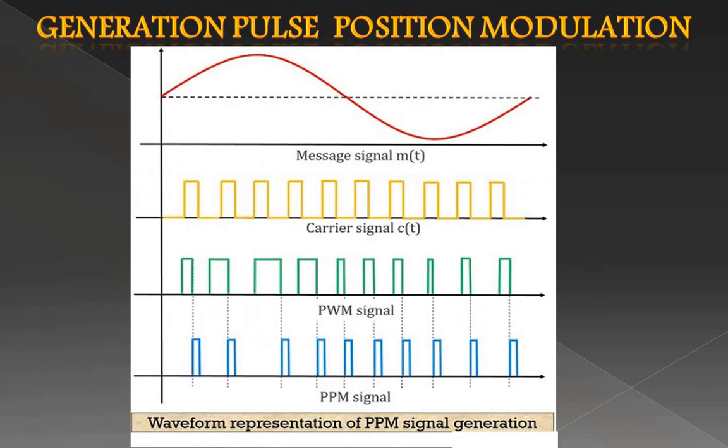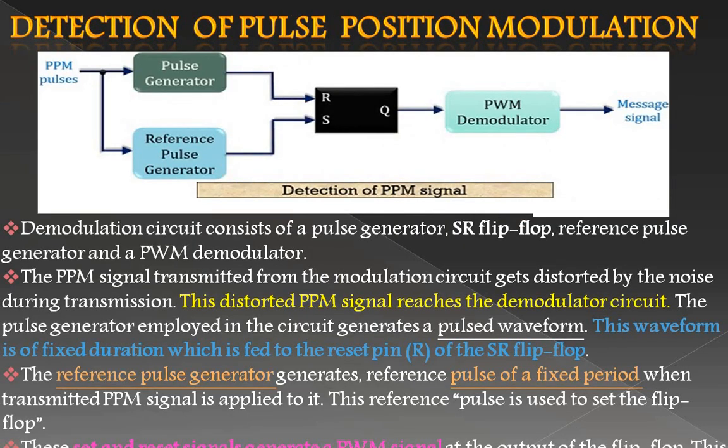At the demodulator side, what do you have? You require a pulse generator where you will get the fixed duration pulses, and a reference pulse generator which produces pulses having a fixed period. These will be the set and reset inputs given to the flip-flop. That flip-flop generates the PWM signal, that is the pulse width modulated signal, and that signal is given to the PWM demodulator. You know what the operation in the PWM demodulator is, and at last you will get the message signal.